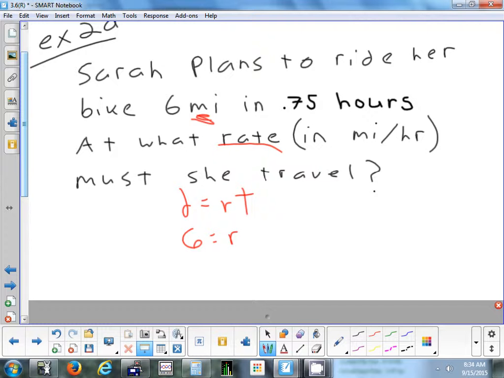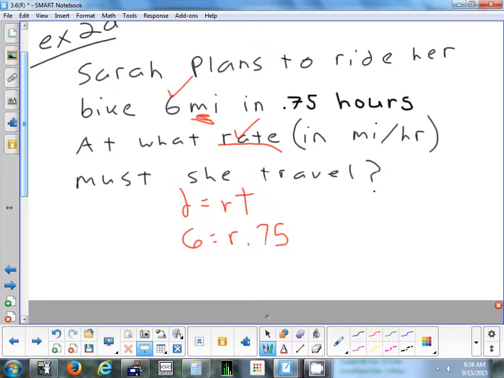What's T gonna be, Zach, in this problem? So I already used my 6. I already used, we're trying to find rate. What's my time gonna be? Good man. 0.75.